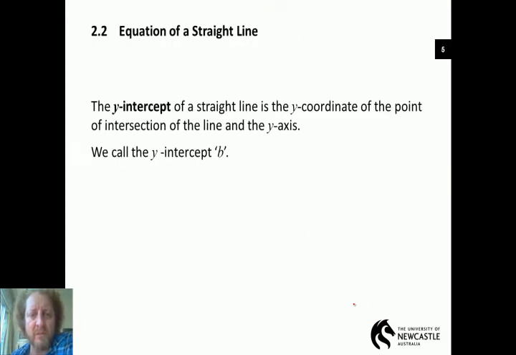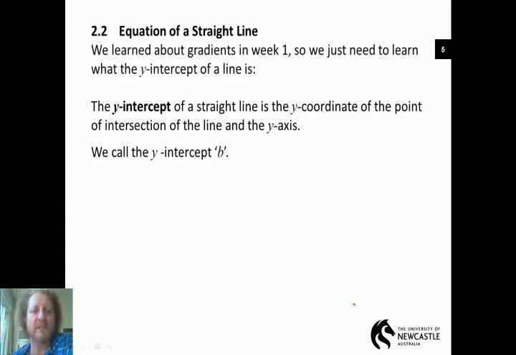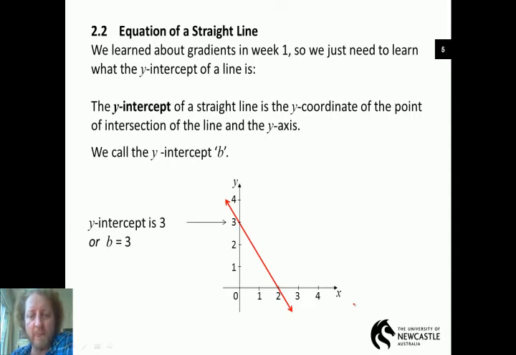Equation of a straight line. Well, why is there such a big space there? The y-intercept of a straight line, that's why. We learned about gradients in week 1, so the m part of my equation of a straight line is sorted. But I need to introduce this concept of the y-intercept, or carry on with it, because we just did one. What is the y-intercept of a straight line? It's purely the y-coordinate of where the line cuts the y-axis. And we call it b. I don't have a good logical reason why it was denoted b.